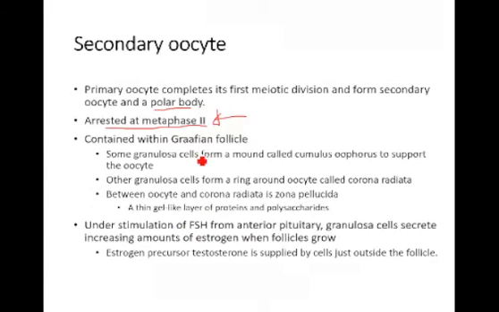And then contained within the Graafian follicle, that means the secondary oocyte is actually in the tertiary follicle. Okay, and some granulosa cells will form a mold called the cumulus oophorus to support the oocyte. That means to support it, to protect it, and other granulosa cells will form another thing called the corona radiata. So between the corona radiata and the oocyte, in between it, is called the zona pellucida. I think it is quite familiar for you already, right?